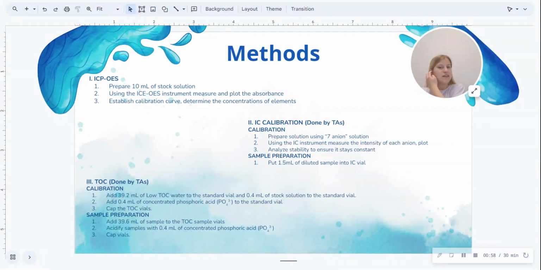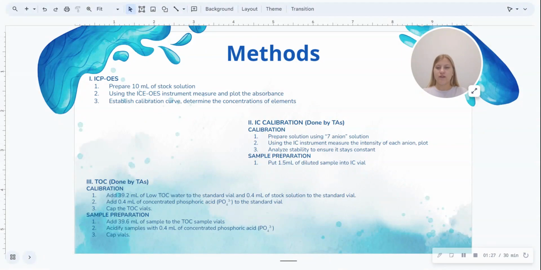The next one was an IC calibration, which was partly done by the TAs. We prepared a solution with 7 anion solution, used the IC measuring instrument and measured the intensity of each ion, and then plotted this data. We also analyzed the stability to ensure it stayed constant. And then preparing the sample, we put 1.5 milliliters of the diluted sample into a vial.